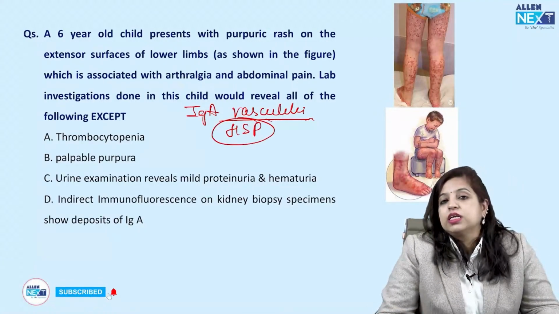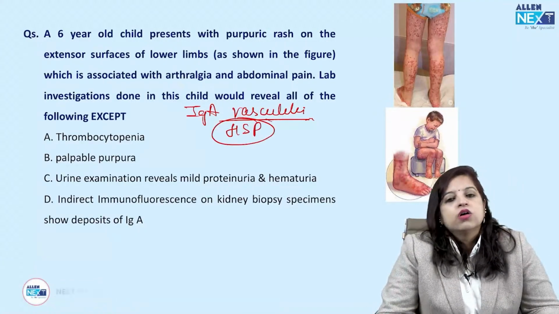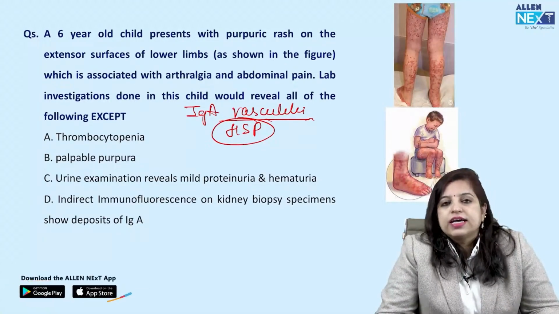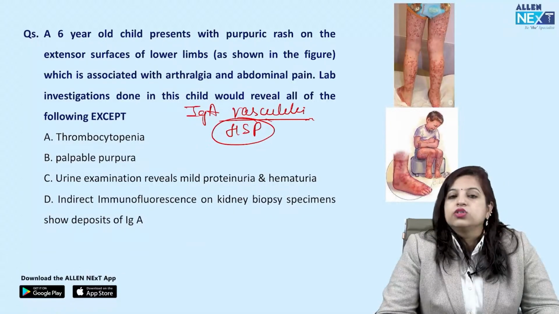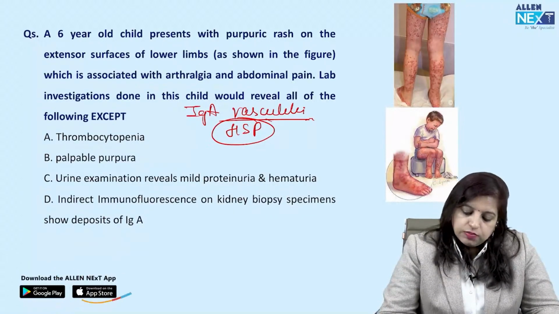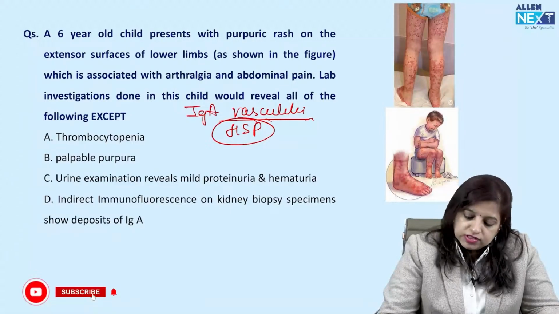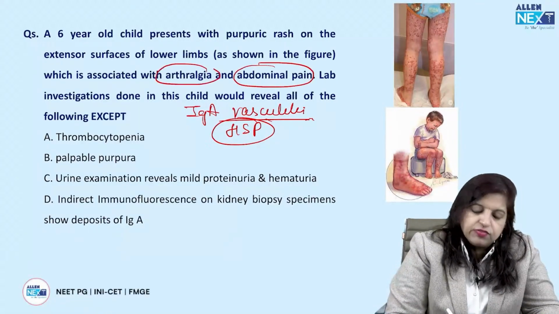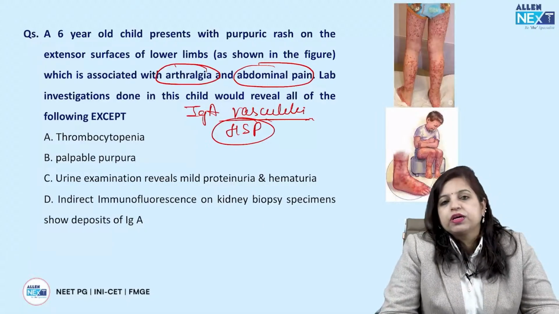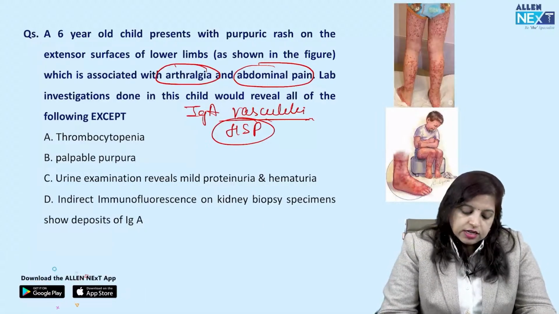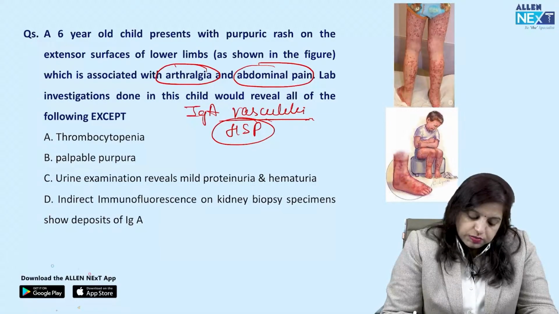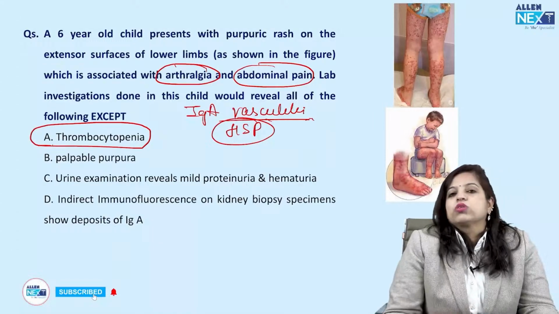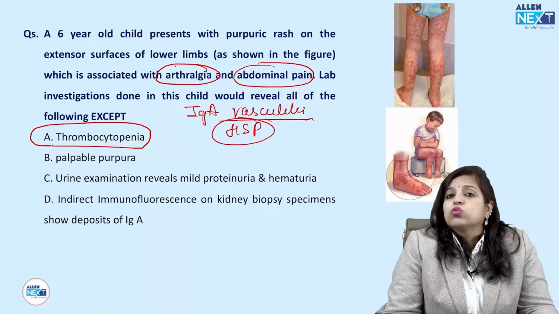We all know this by the name of Henoch-Schönlein purpura, or HSP vasculitis, or IgA vasculitis, where there is increased IgA in the serum, and what you get to see is a purpuric rash on the extensor surfaces, which is very much shown here, along with the pain abdomen and severe pain in the knee joints, typically involving the knee joints, right? So, what would not be seen in this case is the thrombocytopenia. The platelet count is totally normal in HSP. It has got nothing to do with the rash.